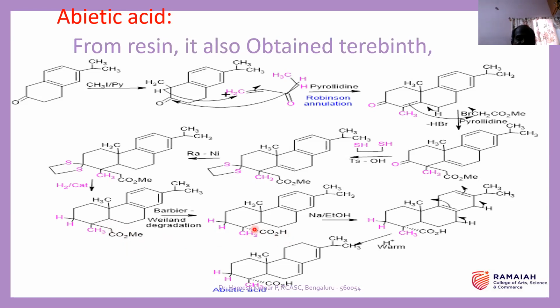So this name reaction is called Barbier-Wieland degradation. So that means one carbon is degraded. That means a product with one carbon less is obtained when the molecule is subjected to Barbier-Wieland degradation. So I will explain what Barbier-Wieland degradation is now. So I will go to the next slide.